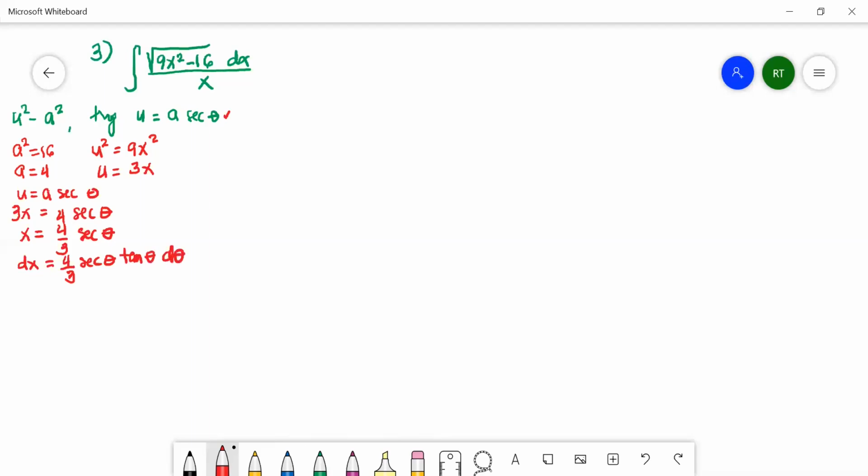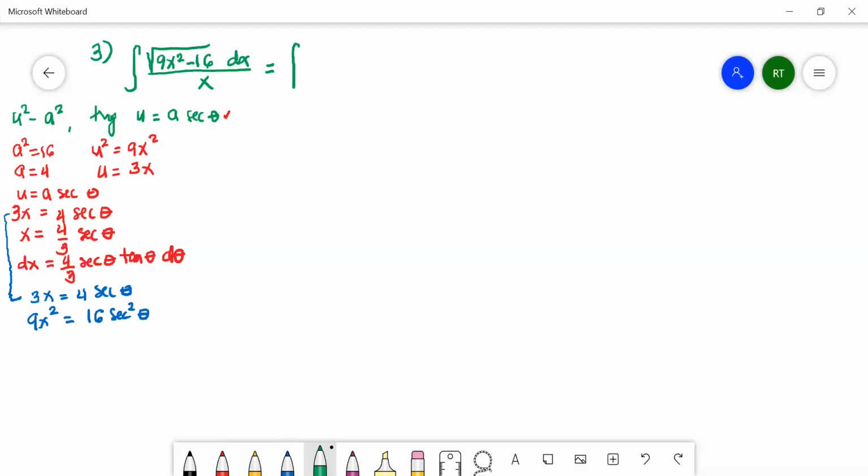Now, in the integrand, we have 9x squared. So let us consider getting the square of both sides of the equation 3x is equal to 4 secant of theta. Getting the square of both sides will give us 9x squared is equal to 16 secant squared of theta. Okay, so we are now ready for the substitution.